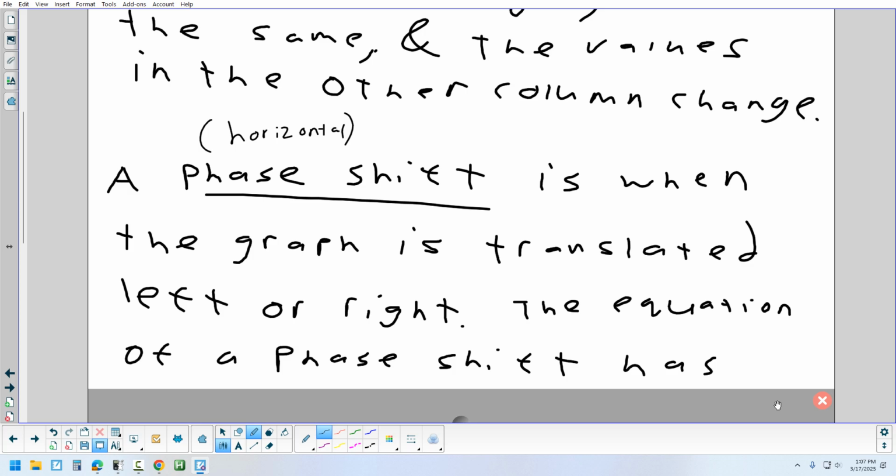Now, if you add, which way do you think the graph is going to move? To the right. So like if you had y equals x squared, which is not a trig function, it's just a parabola, and then you did y equals x plus 3, you think that would move right 3. Let's try that.